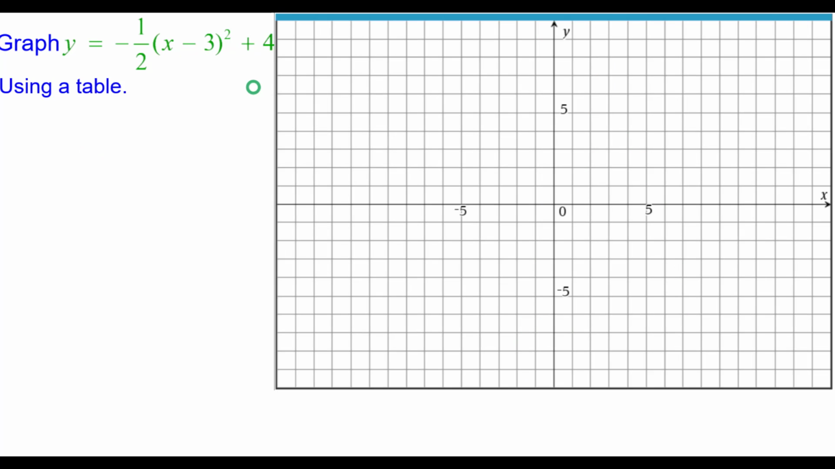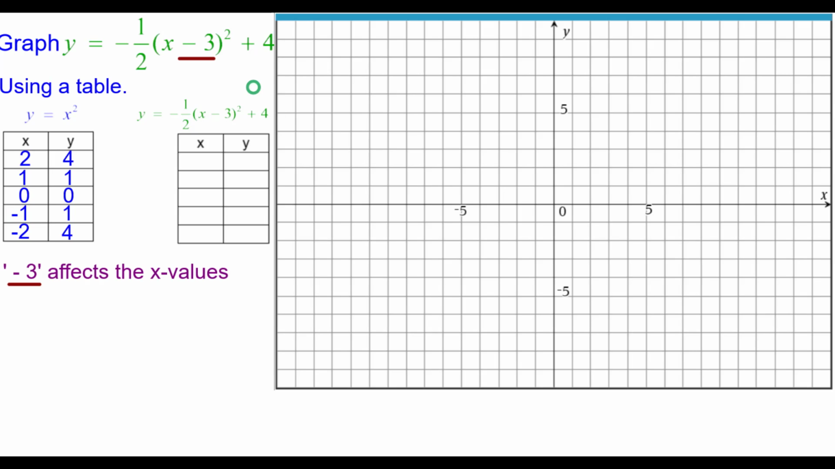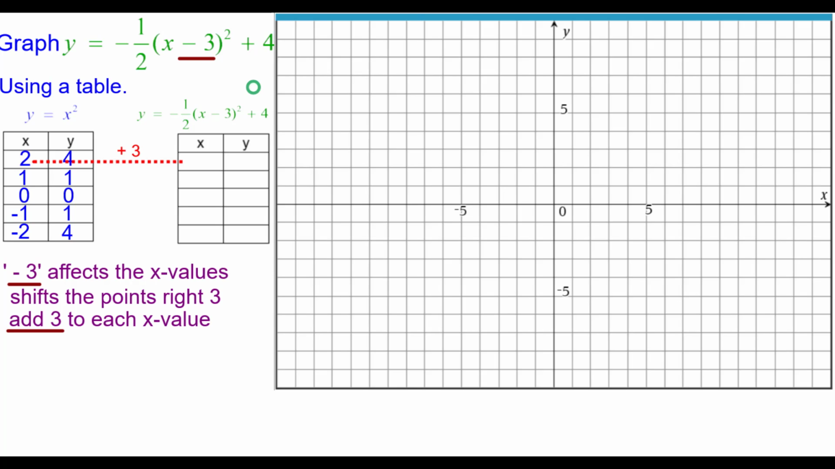The second way is using a table. This is our table of the 5 points that we used for a parabola. The -3 affects the x values. It's the only one of the parameters that affects the x values. This shifts the points to the right 3, and so we need to add 3 to each x value to shift to the right. So 2 plus 3 will become 5. 1 plus 3 becomes 4, and we're going to ask you to finish those 3. Press pause, resume when you're ready. And so the next one will be 0 plus 3 is 3, -1 plus 3 is 2, -2 plus 3 is 1. So those are our x coordinates.